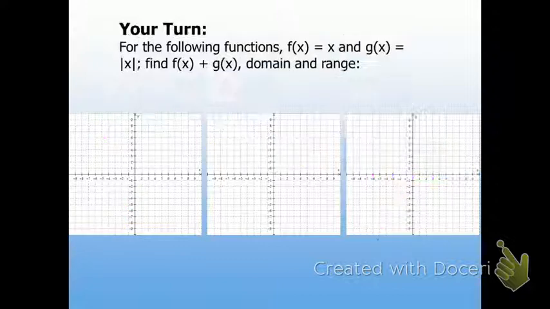Okay, now it's your turn. You try this one out. For the following functions, f of x equals x and g of x equals the absolute value of x, find f of x plus g of x and the domain and range. So we are talking about the same functions, f of x and g of x. So you already know how to sketch the graph for the first two xy planes, and I think we won't have any trouble sketching the graph of f of x plus g of x.